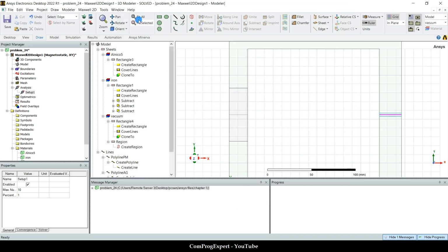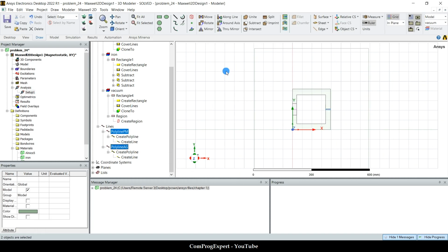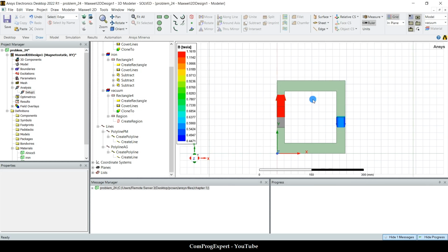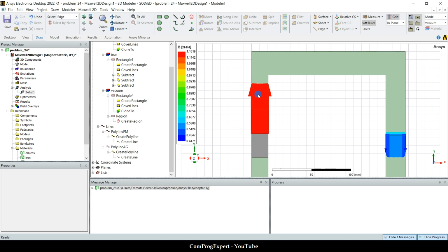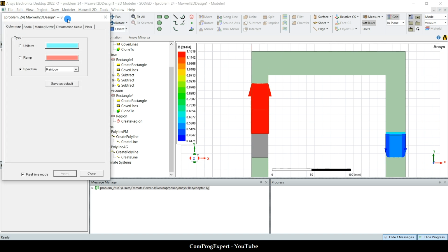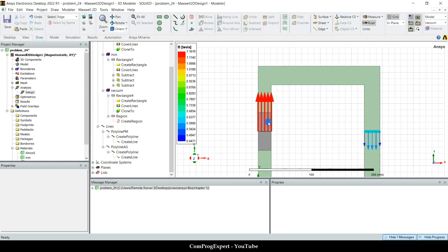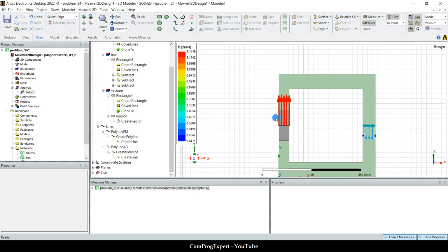Okay, so simulation completed. Let's plot B vectors on these two edge objects. Yes, you can check the value of the B here and here. This is in the direction of the Y. We can reduce the number of points for better visualization. You can see B vectors that we have in the middle of the magnet and in the middle of the air gap.